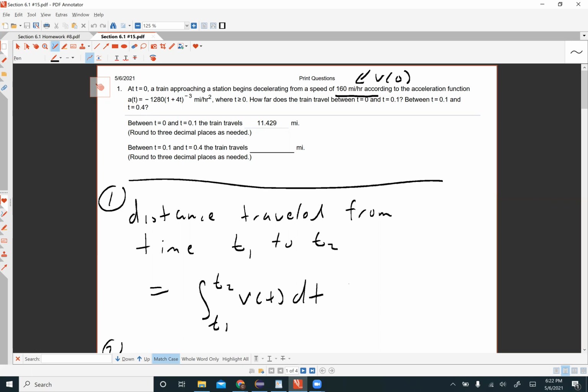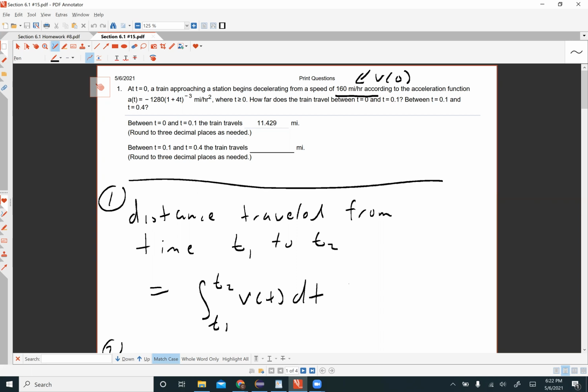So let's just actually look at this problem. The second problem that I'm going to talk about we'll deal with later, but let's look at this problem right here. At time t equal to 0, a train approaching a station starts decelerating, and you have to read this carefully, because I missed that at first, the train is moving at 160 miles per hour.